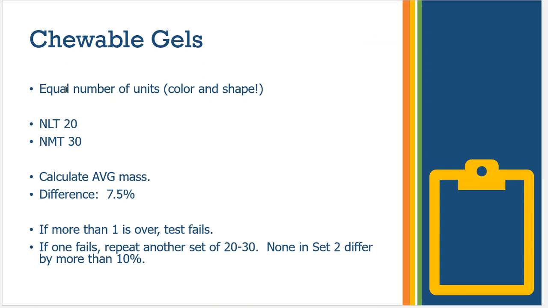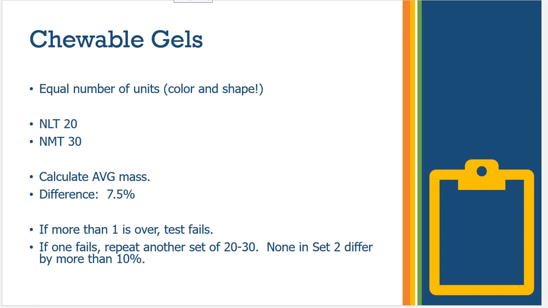Well, we're going to take an equal number of units and we go by color and shape. So if I get a jar that's got yellow ones and pink ones and purple ones in it, I don't want to include those in a mix. I want to pick out maybe all of the purple ones, and I'm going to work with only the purple ones with that particular shape, because those flavorings are additives, and those additives could vary from tablet to tablet, or in this case, chewable gel to chewable gel. And I don't want to take that risk.